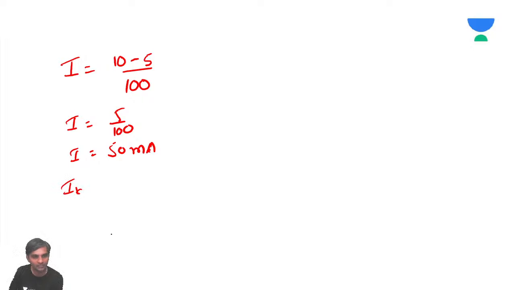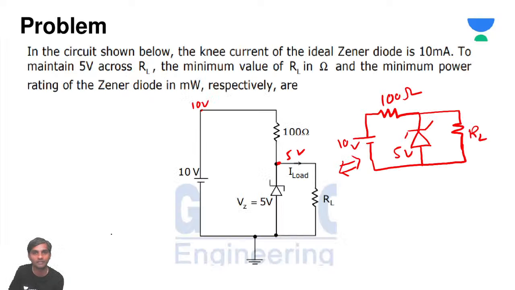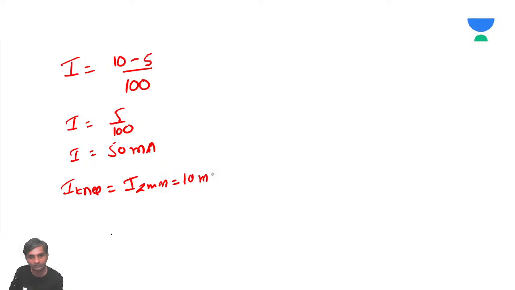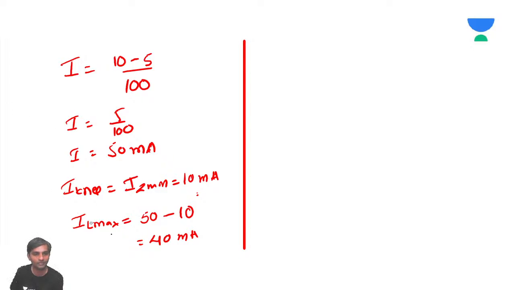He mentioned I knee. I knee is nothing but IZ minimum. How much did he mention? 10 milliamps. So for 10 milliamps, IL maximum is going to be 50 minus 10, so it's going to be 40 milliamps. So what is the minimum RL value?